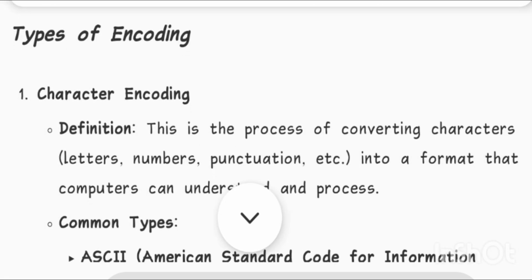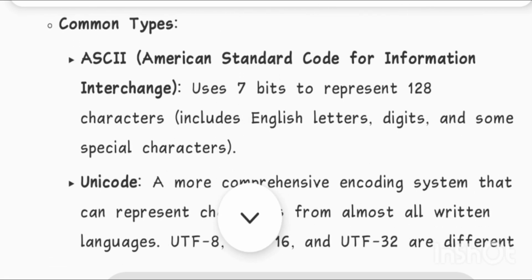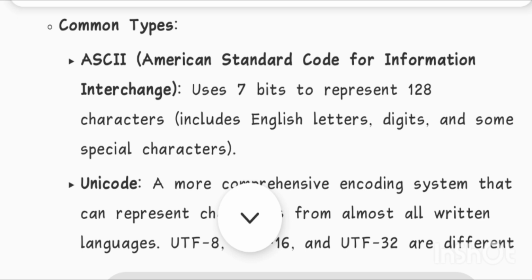Types of encoding. 1. Character encoding. Definition: this is the process of converting characters, letters, numbers, punctuation, etc., into a format that computers can understand and process. Common types. ASCII, American Standard Code for Information Interchange, uses 7 bits to represent 128 characters, includes English letters, digits, and some special characters.